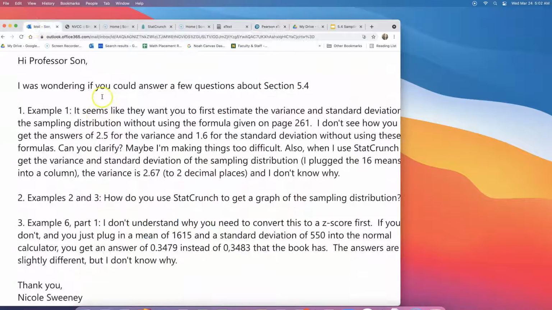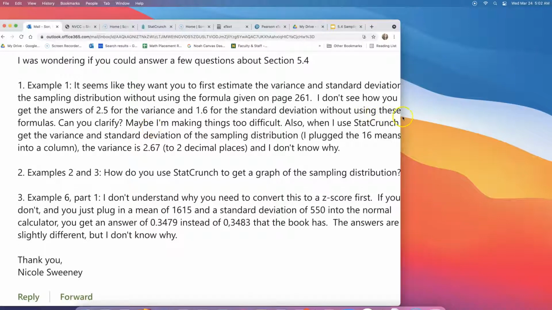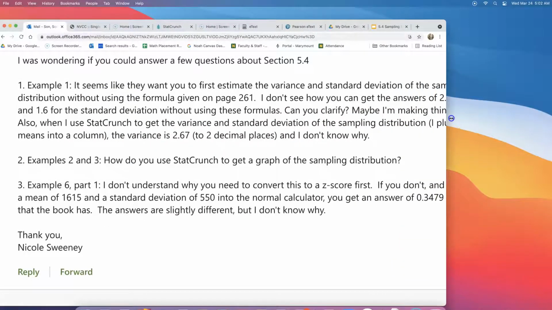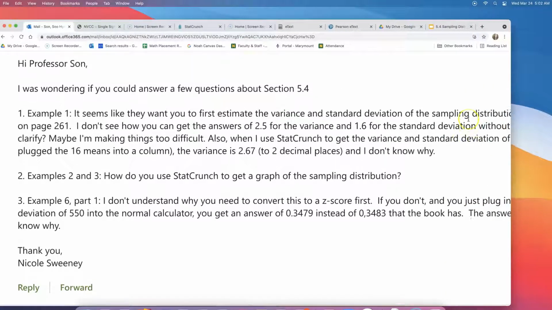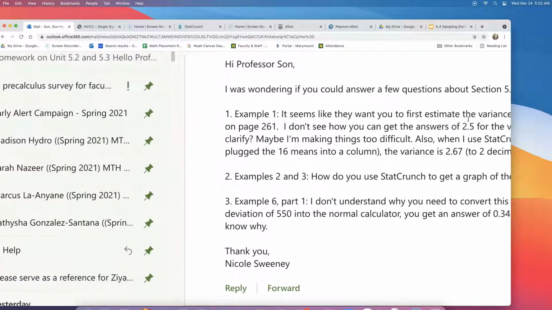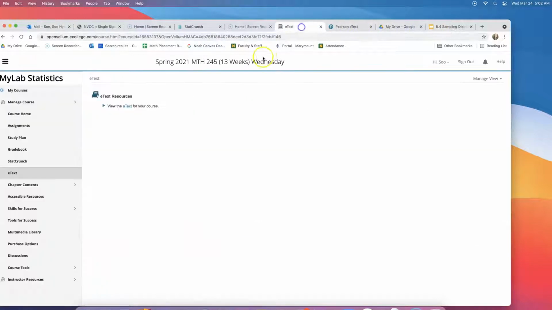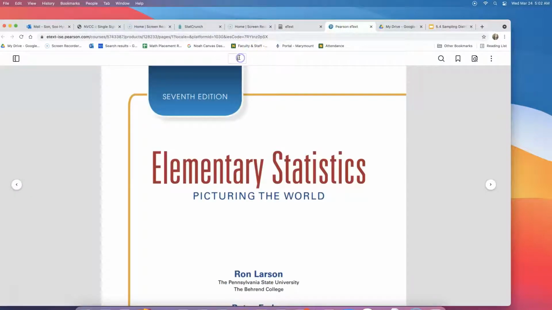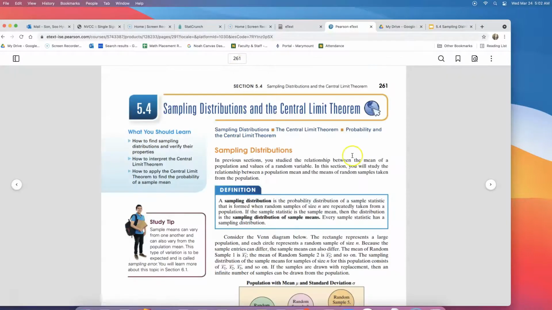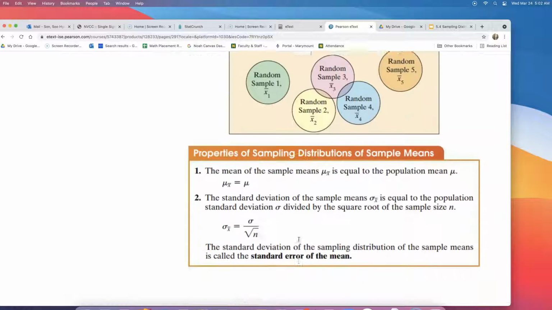So the first question from section 5.4 is, it seems like they want you to first estimate the variance and standard deviation of the sampling distribution without using the formula given on page 261. Okay, so in the e-text, I'm going to go to 261. So the formula they gave us is right here. If I may zoom in.